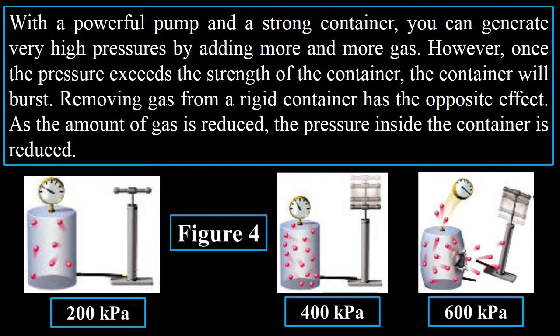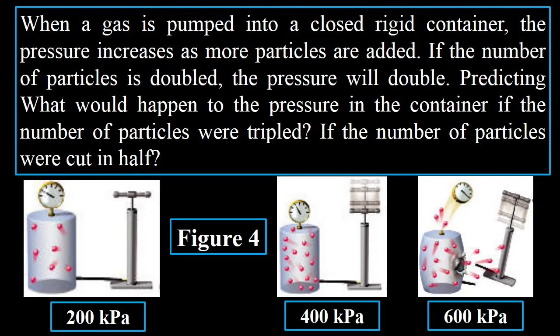Okay, you get it? Moles versus pressure: you're increasing the number of particles. With a powerful pump and a strong container, you can generate very high pressures by adding more and more gas. However, once the pressure exceeds the strength of the container, it will burst. Removing gas from the rigid container has the opposite effect. As the amount of gas is reduced, the pressure inside the container is reduced. So that's the relationship between moles and pressure. You see that it's a direct relationship.